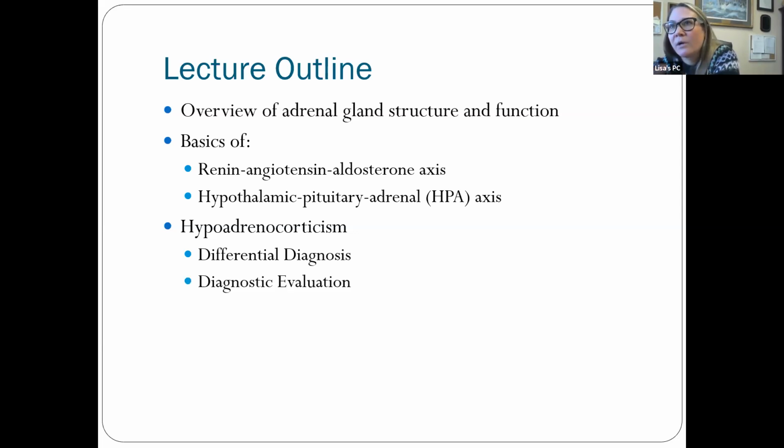We'll cover how you would go about working up adrenal gland hypofunction, and I'll go through 3 cases that are actually 3 of my real patients. And with those cases, we'll talk a little bit about treatment of adrenal hypofunction depending on the etiology, as well as adrenal crises and chronic therapy.